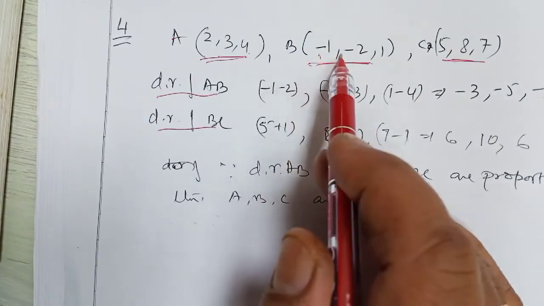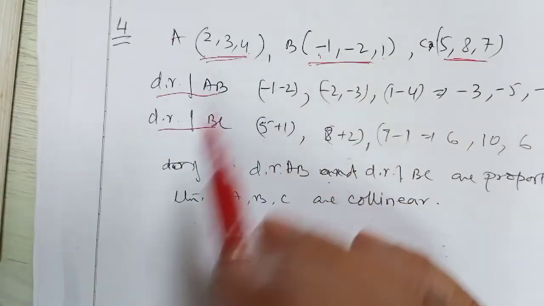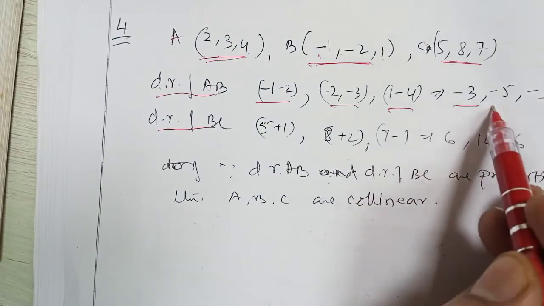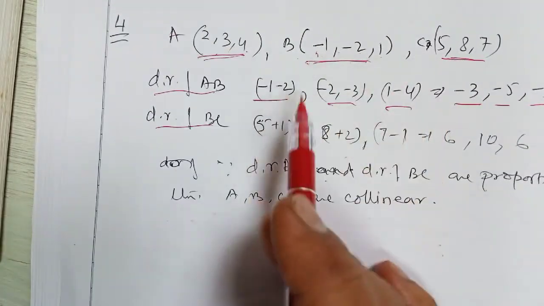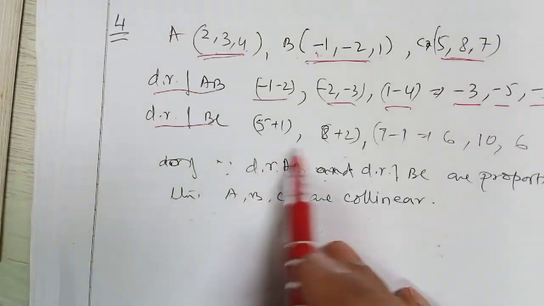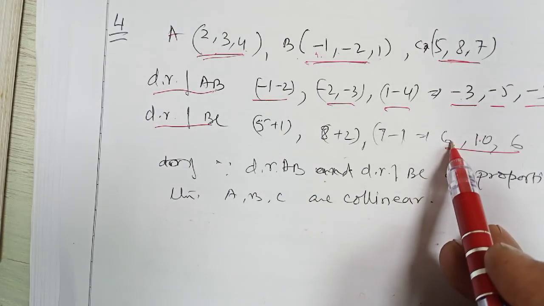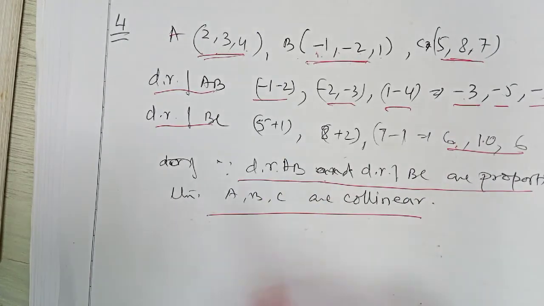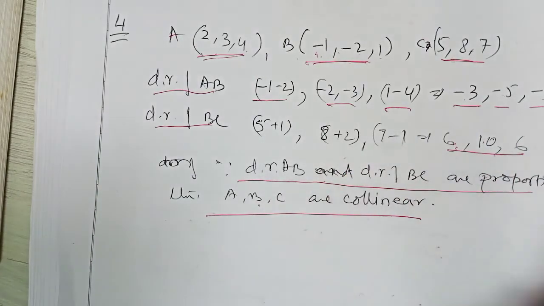For x1 y1 z1 and x2 y2 z2, the direction ratios will be x2 minus x1, y2 minus y1, z2 minus z1. So here also I got this, which is coming -3, -5, and then the direction ratio of BC, you can take AC also. Again this minus this, so it is coming this. So we can say they are proportional. This by this is -12, this by this is -5. So they are proportional, so the points are collinear. This is the easiest method we have learned.